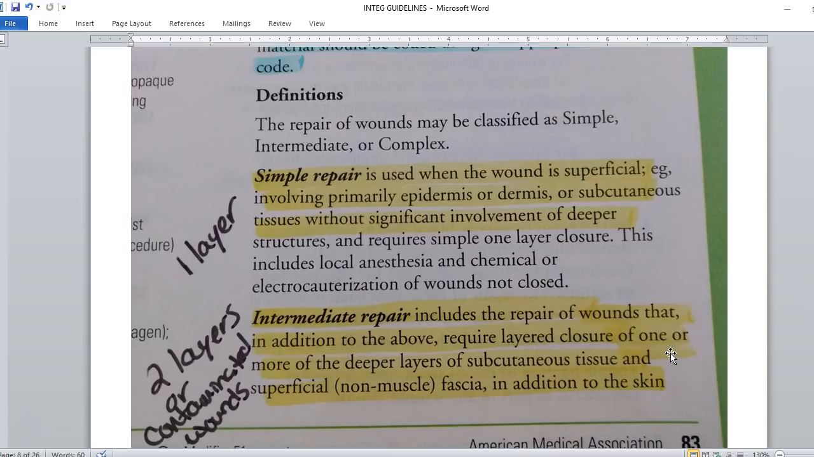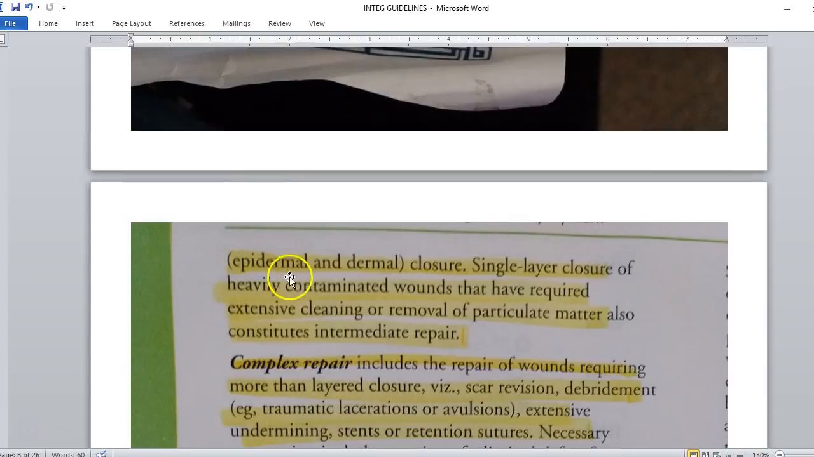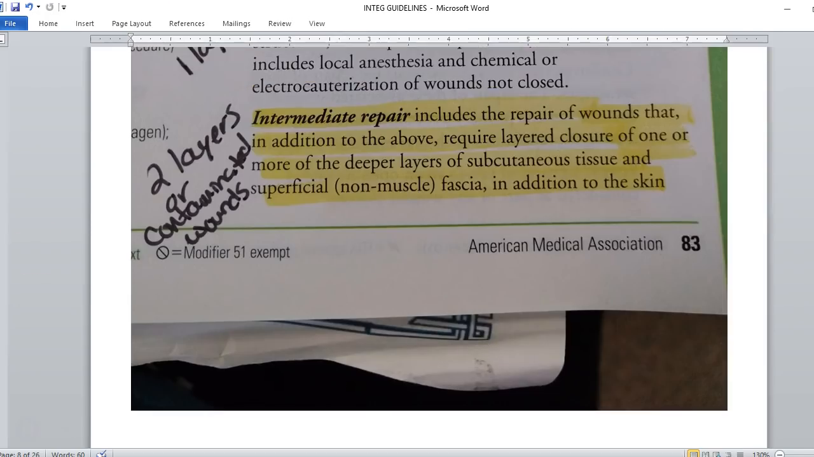An intermediate repair includes the repair of wounds that, in addition to above, require layer closure of one or more deeper layers of subcutaneous tissue and superficial non-muscle fascia in addition to the skin. So again, it goes on though. Epidermal and dermal closure. Single layer closure of heavily contaminated wounds that have required extensive cleaning or removal of particulate matter also constitute an intermediate repair. That's why I wrote 2 layers or contaminated wounds. And again, a contaminated wound, it could be gravel, it could be sand, it could be oil, it could be you name it. It could even be porcupine quills, but it's a wound that has other things in it that we need to cleanse more thoroughly. And so that bumps it to an intermediate repair. We get paid a little bit more. It's a little bit more complex, a little bit deeper into the skin.